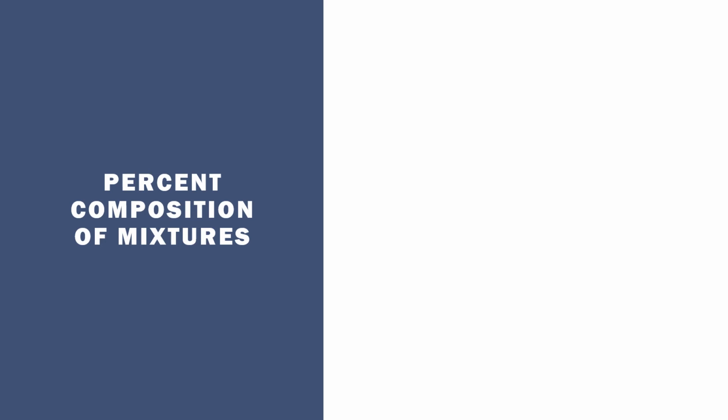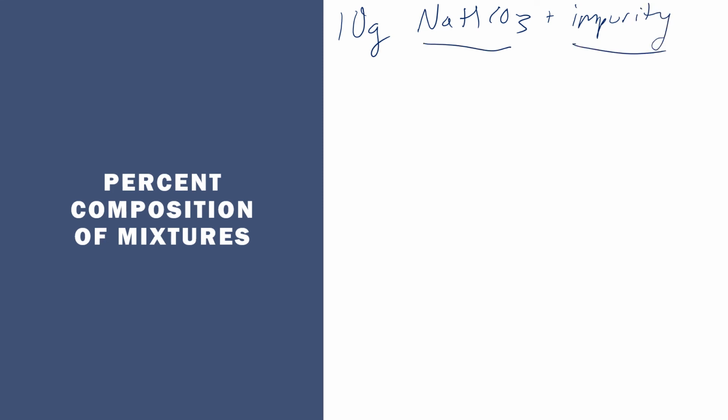Okay, so now that we've talked about using balanced chemical equations, we can react part of a mixture to help determine the percent composition of that mixture. Let me give you an example. Let's say you have 10 grams of what you think is just baking soda. Baking soda is sodium hydrogen carbonate. But you know that it is contaminated with some kind of impurity. So that 10-gram sample has some baking soda and some other stuff in it.